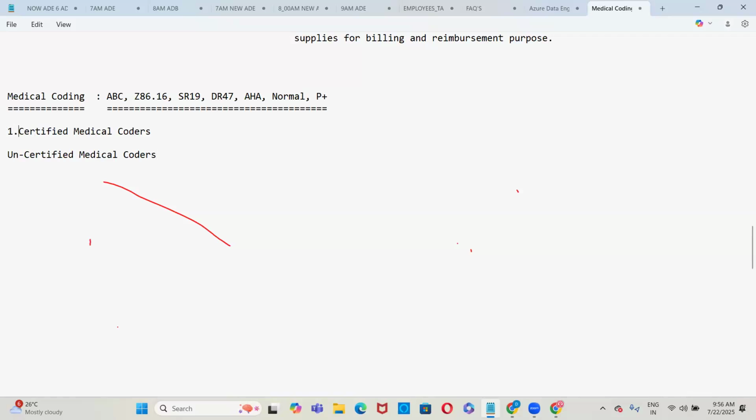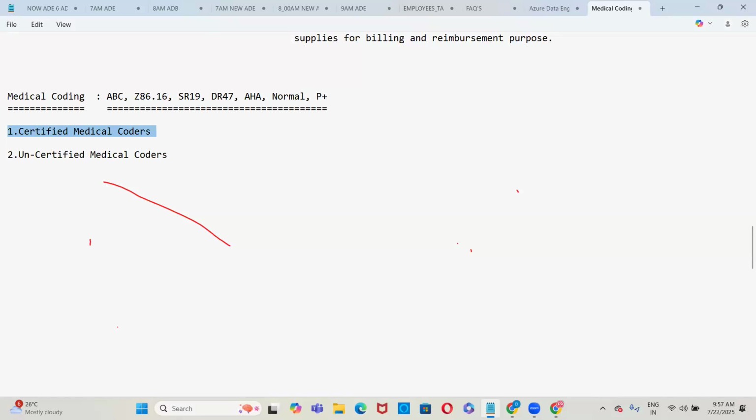But when corporates need to hire a medical coder, they will always prefer a certified medical coder. They require a certified medical coder. Now, when it comes to medical coding, who gives this certification?